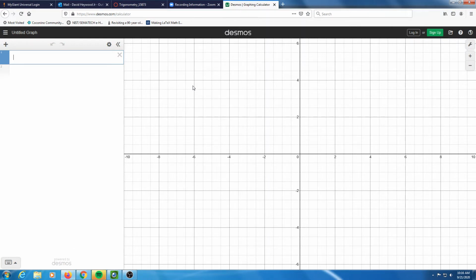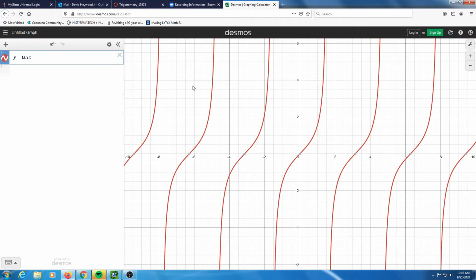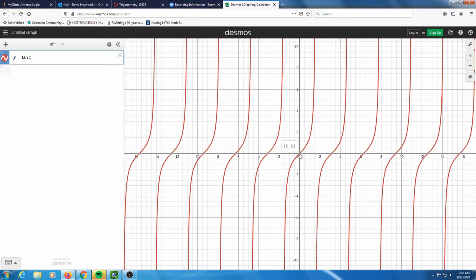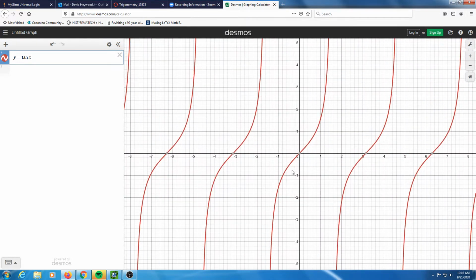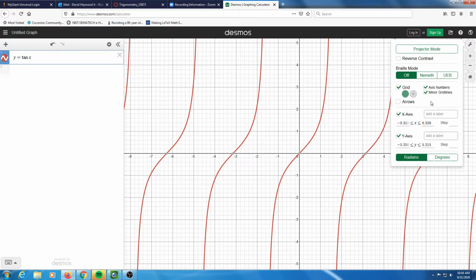So in Desmos. Okay, so let's look at tangent x first. As you can see, it's kind of a crazy function. If you zoom out, it looks like you just see copy after copy of this. It almost looks like a cubic function, except that it's not quite cubic because it has all of these vertical asymptotes.